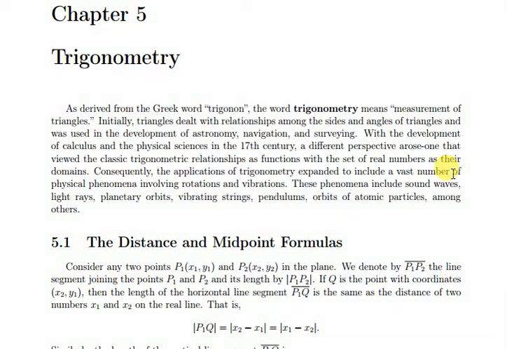Okay, so chapter 5, trigonometry. As derived from the Greek word trigonon, the word trigonometry means measurement of triangles. Initially, it dealt with the relationship among the sides and angles of triangles, and was used in the development of astronomy, navigation, and surveying. With the development of calculus and physical sciences in the 17th century, a new perspective arose, one that viewed the classic trigonometric relationships as functions.